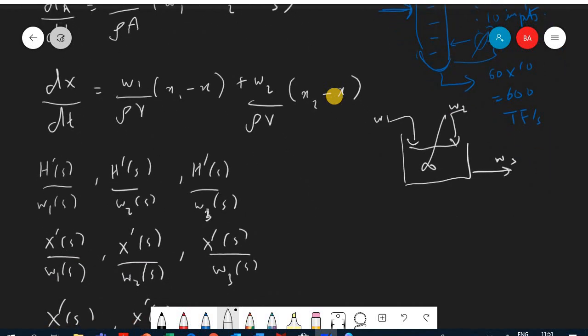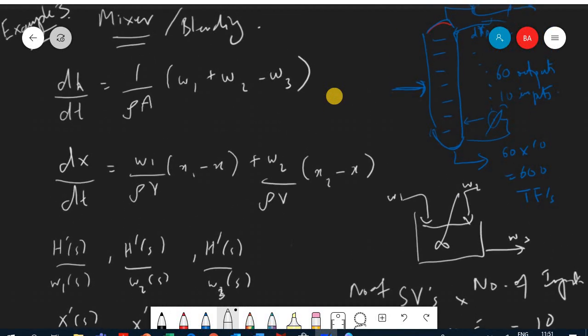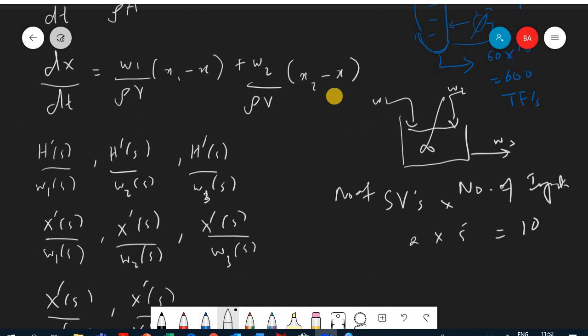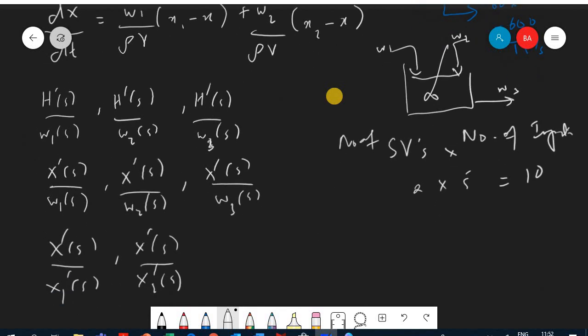It's the number of state variables multiplied by the number of inputs. So I have here 2 multiplied by 5, which is equal to 10. W3 also could be some kind of an input here. Okay, so what did I find? I found 1, 2, 3, 4, 5, 6, 7, 8.